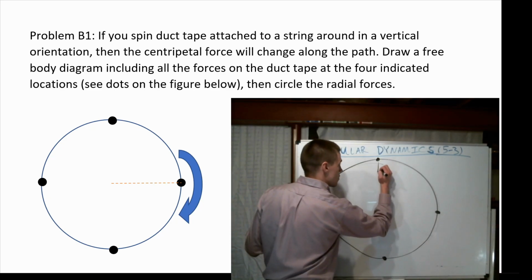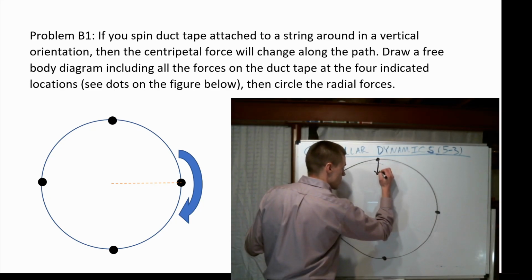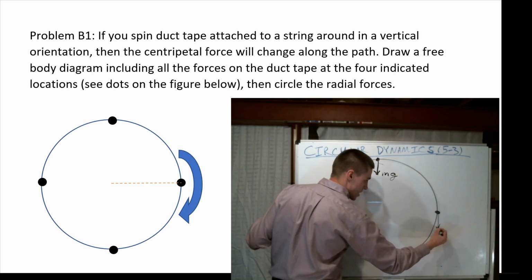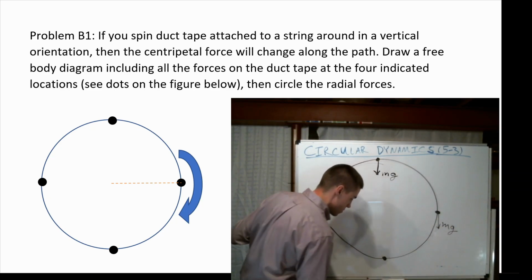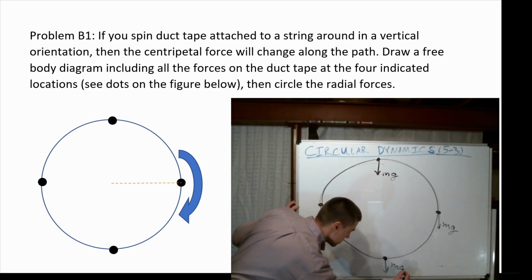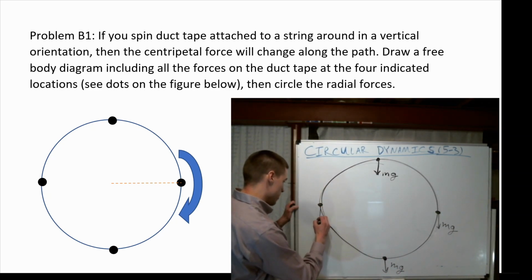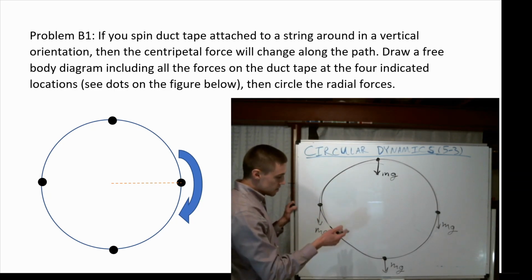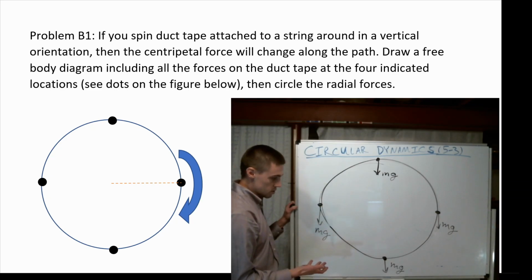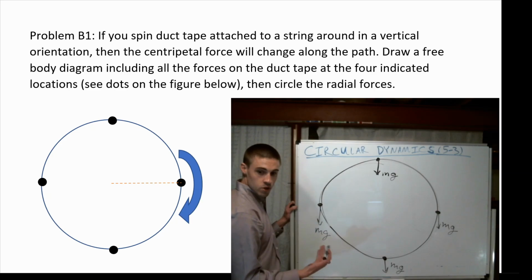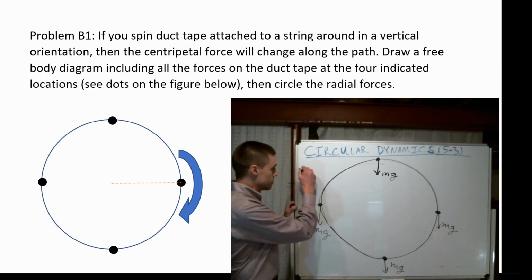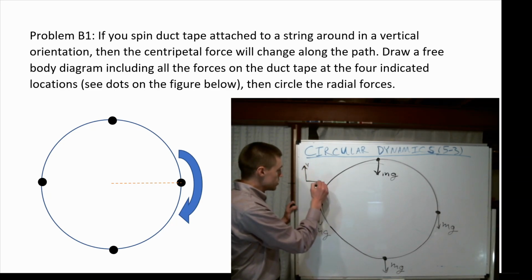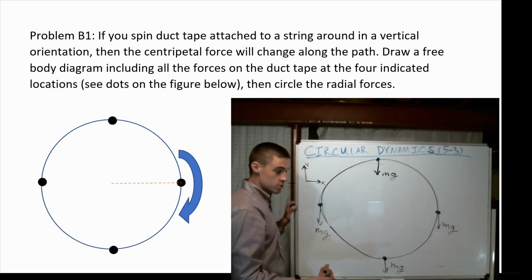So the weight, of course, is going to pull it down in the exact same direction at every point. So there's mg down, mg down, mg. If you put Fg or w for weight, that would be fine too. This is going to be pointing down in every case. This does not change with respect to the xy coordinates. But the tension, of course, will change with respect to the xy coordinates, if I were to draw right, xy. However, the tension will not change when it comes to the radial and tangential components.